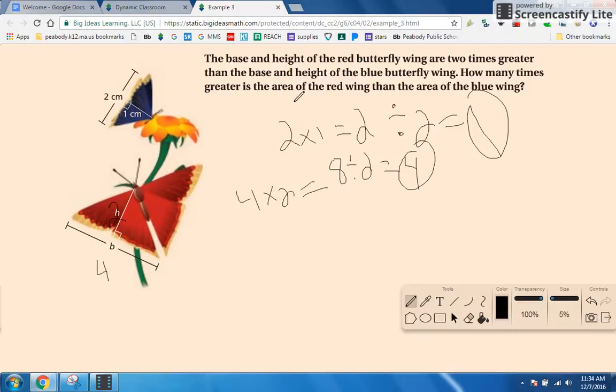So it says how many times greater is the area of the red wing than the area of the blue wing. That how many times greater means you do the opposite of multiplying, which is dividing. So that would just be 4 divided by 1, which would be 4. So that had kind of a multi-step thing. First you had to double these to get the correct dimensions, then you had to find the area of both of them, and then you had to divide the 2 areas. So there was kind of a lot for that one.